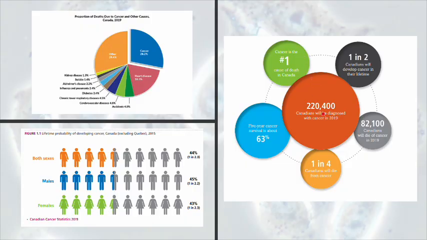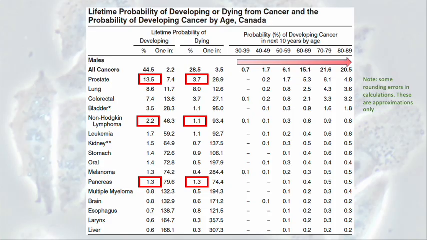And 220,000 or so Canadians will be diagnosed with cancer. And this was projected for 2019. So we'll see trending numbers over time. But this just shows the impact that cancer does have on society.